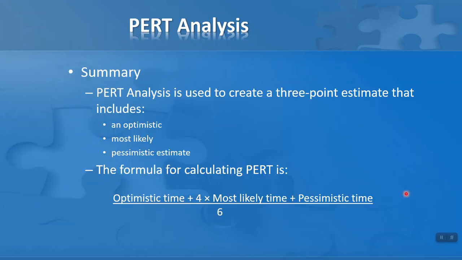So in summary, PERT analysis is used to create a 3-point estimate that includes an optimistic, most likely, and pessimistic estimate. So you've got a problem, you don't know how long an activity is going to take or how long a task is going to amount to in hours or days. A PERT formula is useful for giving us an actual number. And the formula for calculating PERT is the optimistic time plus 4 multiplied by most likely time plus the pessimistic time, divided by 6. That gives us our PERT weighted average that we can then use on things like our project network diagram, and in turn will end up on Gantt charts and on schedules.